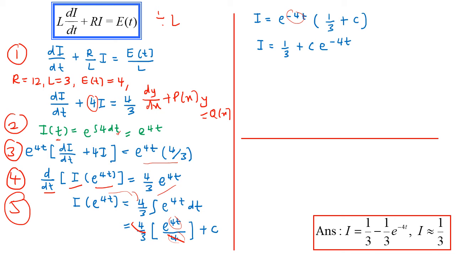Actually, this one is exponent. We have exponent 40 here. So exponent 40 cancels exponent negative 40. That's why we become 1 over 3 only.